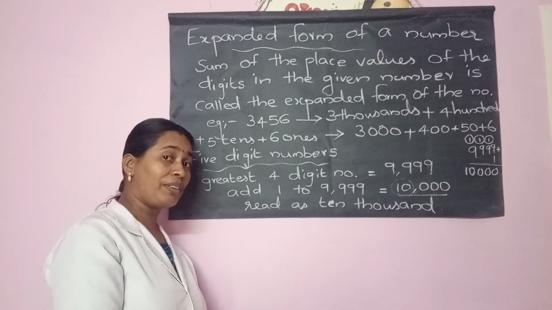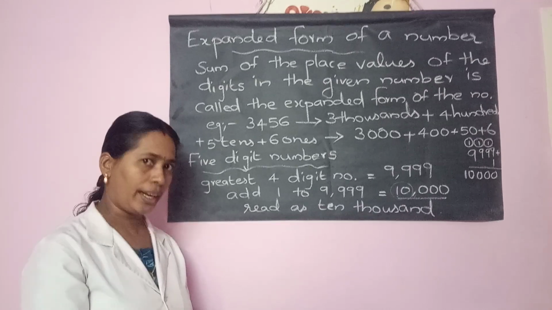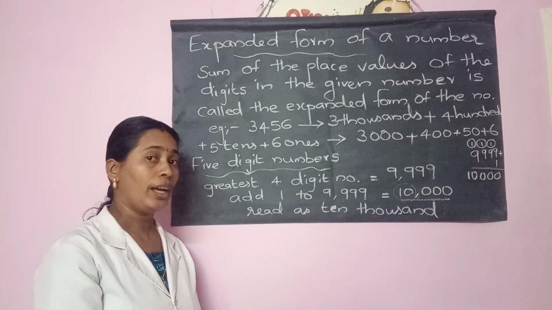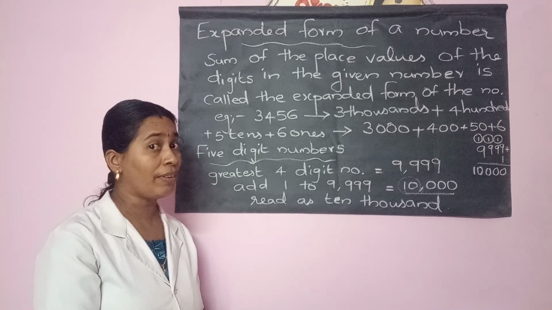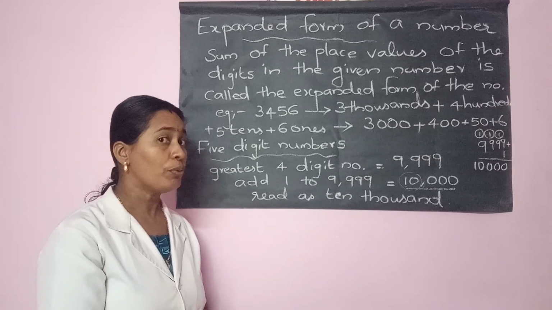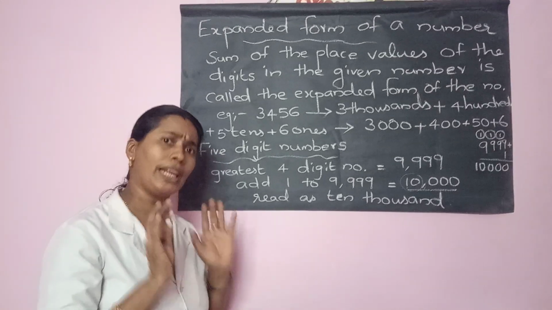Okay. Last class, what have we studied? Expanded form of a number. How to compare the given numbers. Then what did we study? Place value and face value. Face value means the number itself.